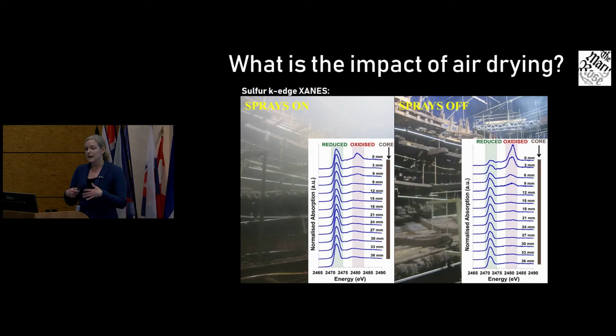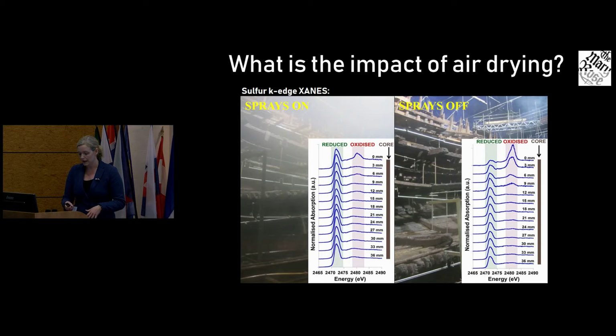Now, obviously, the worry with that was we were then going to expose it to air, to oxygen, and we knew that sulfur was in the timbers and that this could transform and cause us problems. So we set up a program of work at Diamond Light Source at B18 using sulfur-XANES to monitor what was happening to that sulfur as we were drying it. So the pictures here show you part of the ship and show you the kind of environment when the sprays were on and then when they were off.